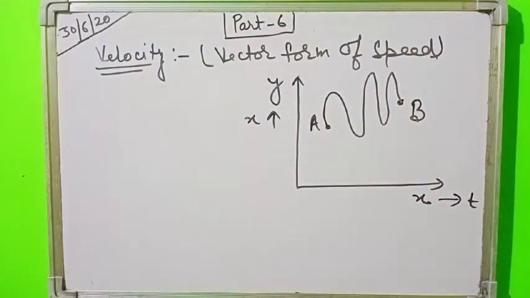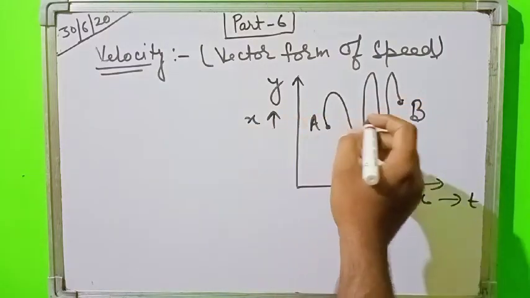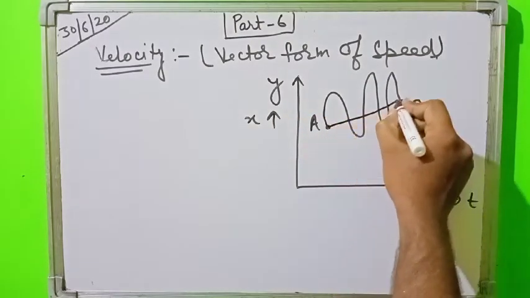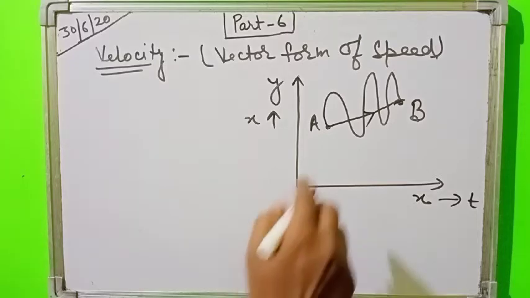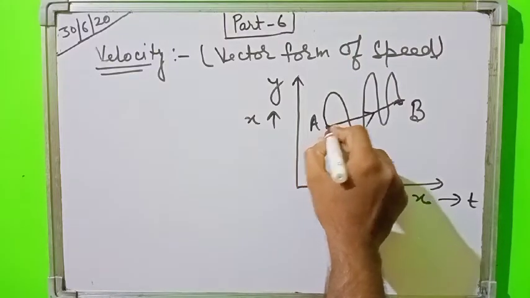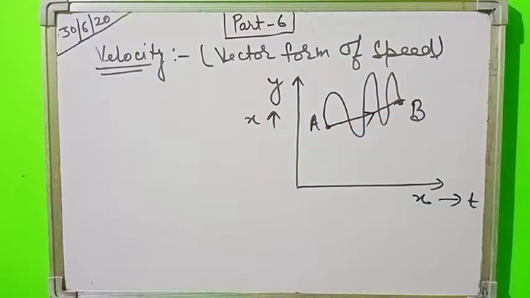Then, when we are talking about the shortest distance between these 2 points, we have to talk about its speed. Then we have to talk about its velocity, and the velocity is the rate of change of displacement. Displacement means the shortest distance between A and B.